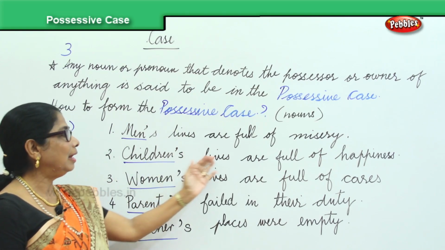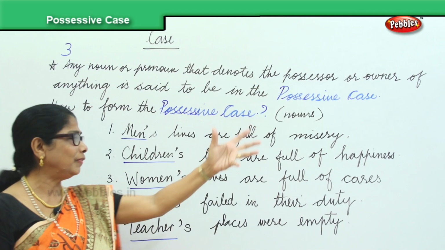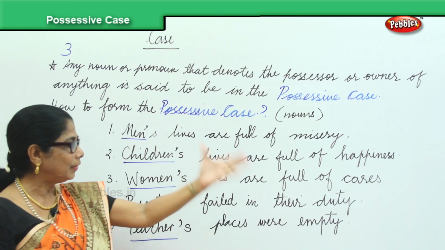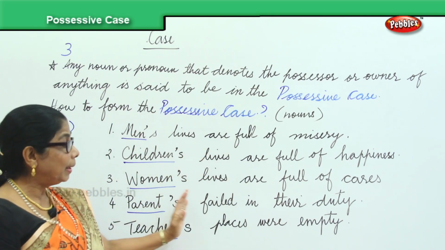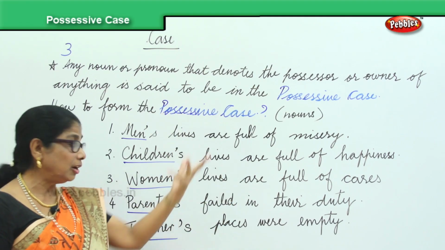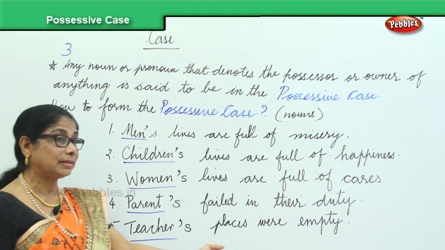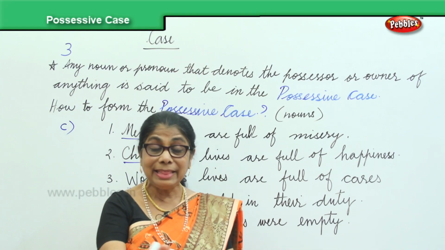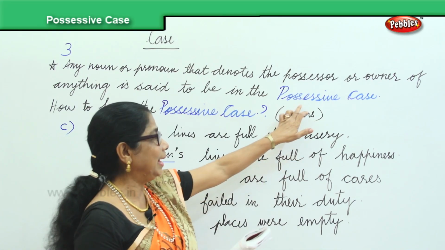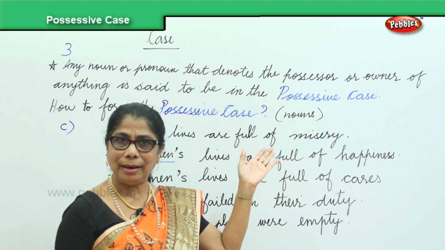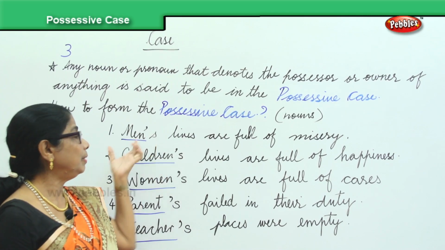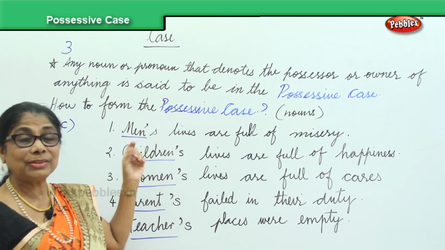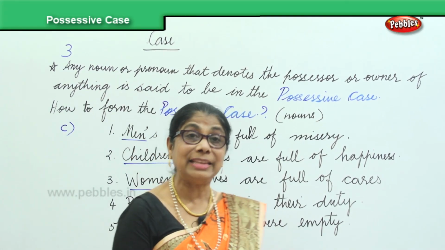Children's, all the children's lives are full of joy, full of happiness. Women, every single woman, women's lives are full of cares. Parents, all the parents, parents failed in their duty. When they fail, then the children don't perform well. Teachers, places, wherever the teachers sit, teachers' places were empty. That means no teacher came to school. So in the third possessive case, when it is plural, then you have the plural word followed by the apostrophe and the S. So there are three ways of forming possessive case.